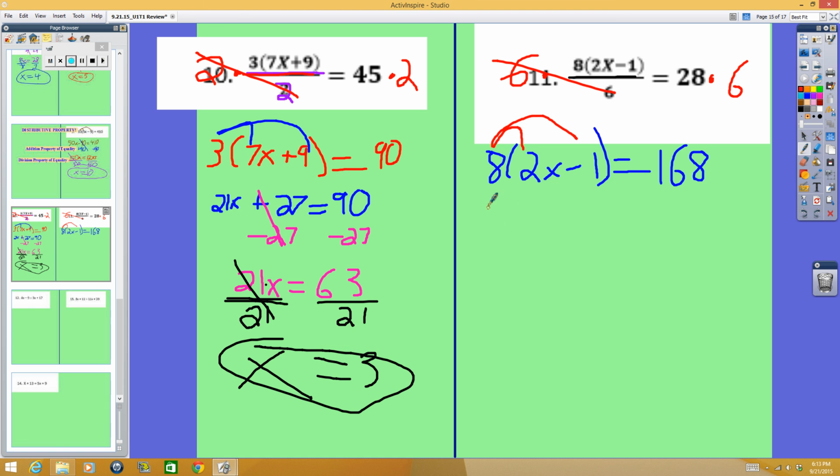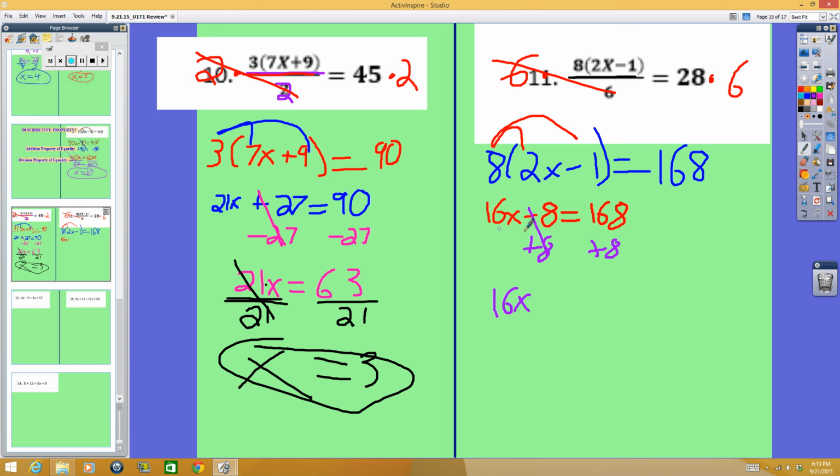8 times 2x gives me 16x. I got a minus. 8 times 1 is not 1. I saw some people do that. 8 times 1 is actually 8, and I'm being very serious about that. You have to be careful. Instead of minus 8, you've got to add it.